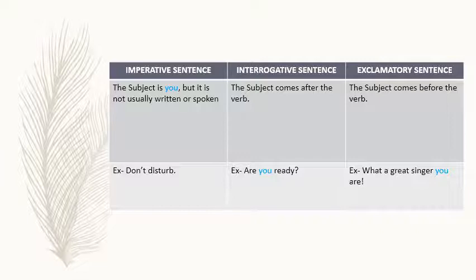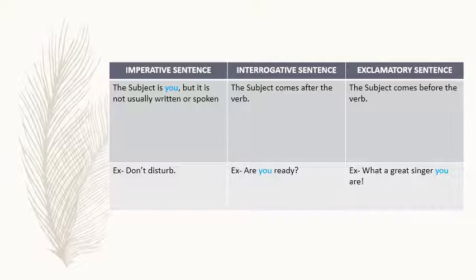Now let's see how to find the subject in an exclamatory sentence. The subject comes before the verb in an exclamatory sentence. For example, what a great singer you are. Here, are is the verb, and we have just studied that the subject comes before the verb in an exclamatory sentence. So here is the verb are. So before that we have you, that is the subject of the sentence.